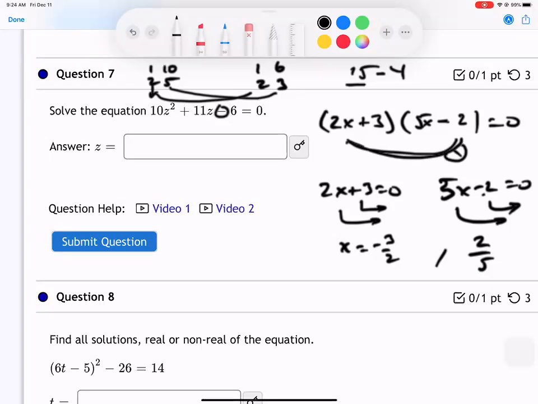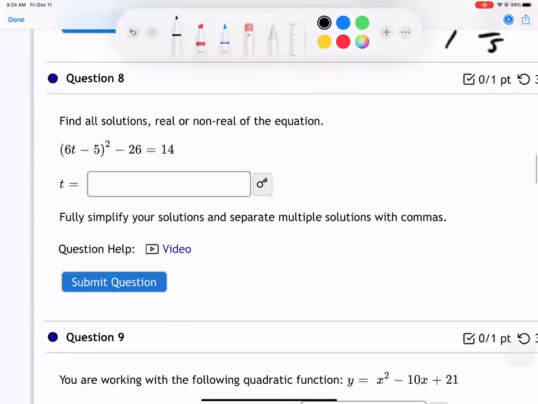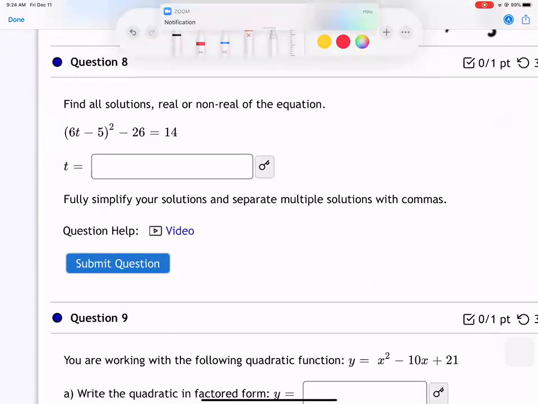Okay, number 8. Find all the solutions for the real problem. This one's already set up. This is similar to a complete the square problem. And what we're doing is we can just solve for t. So to solve for t, we're going to get rid of a bunch of stuff here. We're going to get rid of the 26, the squared, the 5, and then the 6. So we have 1, 2, 3, 4 steps that we're going to do all in one step.